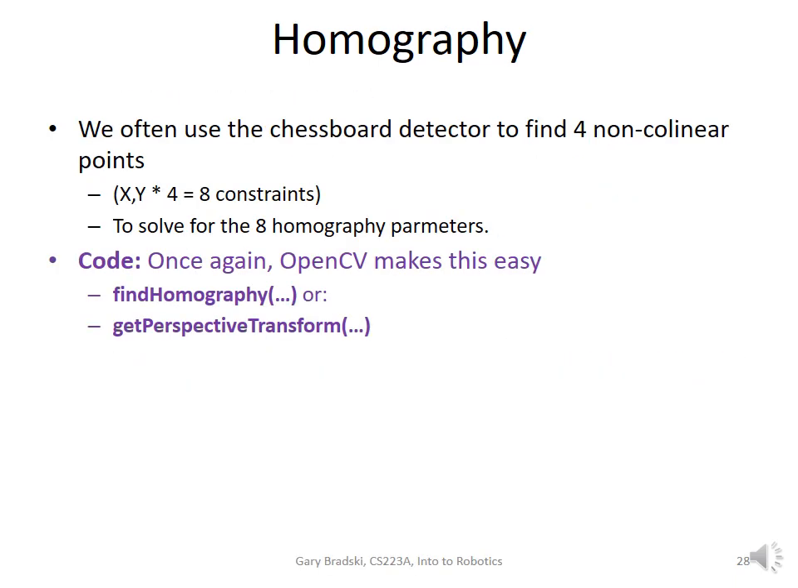OpenCV provides findHomography and getPerspectiveTransform routines to get the transformation matrix.